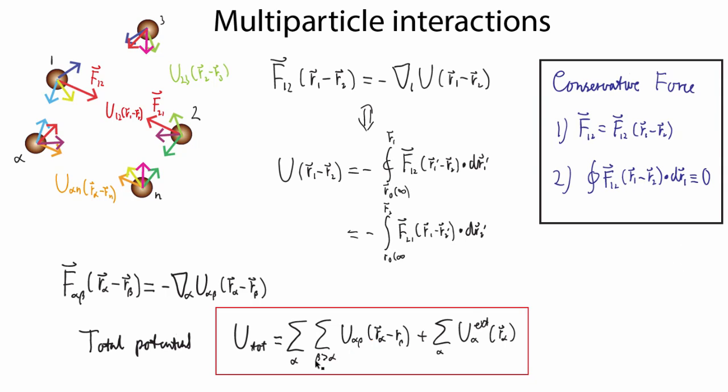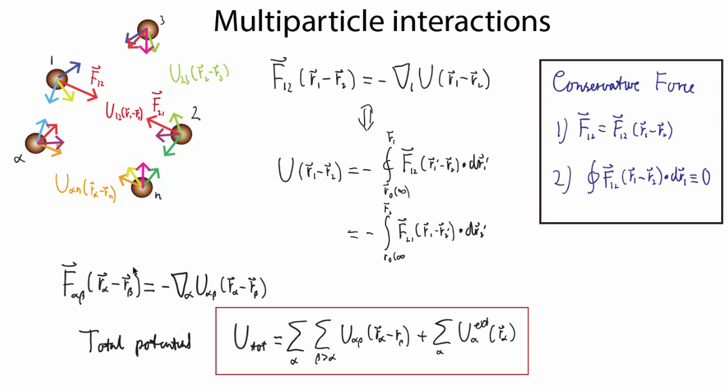Now the reason why I'm summing over beta greater than alpha is that I want to make sure I don't double count the potentials. So each pair potential here is associated with two particles. U23 is the same thing as U32. And I don't want to double count that. There's only one potential for each pair of particles, not two. And by taking beta always greater than alpha, I ensure that that's the case.